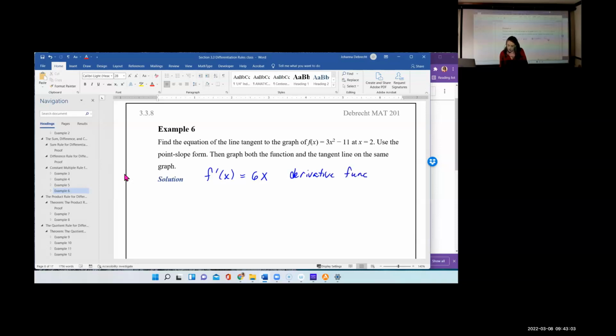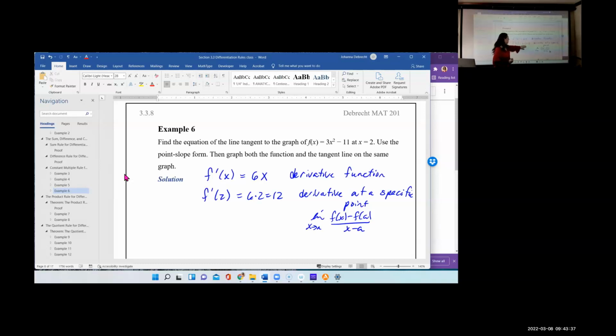And then I want to find the derivative at a particular point. So then I find f prime of 2, which gives me 6 times 2, which is 12. And this will give me the derivative at a specific point. All right. So this is when we use that limit as x approaches a of f of x minus f of a over x minus a form. If we use that form, we end up with the derivative at a particular point. So this is replacing this process right here.